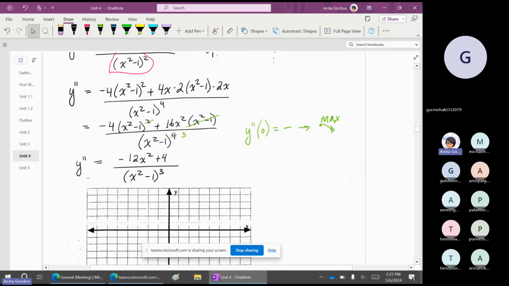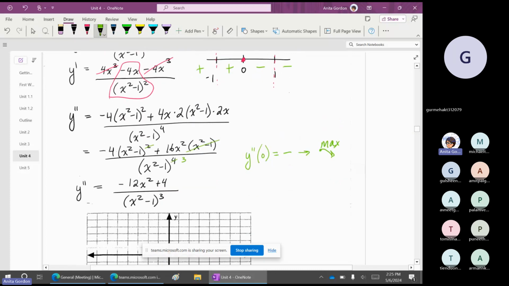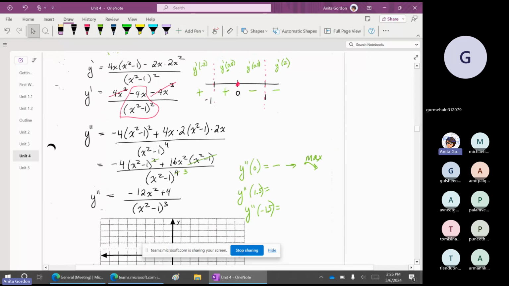Okay, so then let's check what is happening at the other critical points like the asymptotes. What is happening at y double prime of 1 and y double prime of -1? Yes, so try slightly to the left. So try 1.5, negative 1.5, or -2. We can't be at those points because they are asymptotes. So go slightly to the left and slightly to the right of the asymptote.